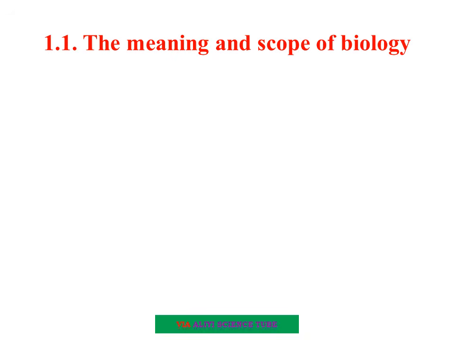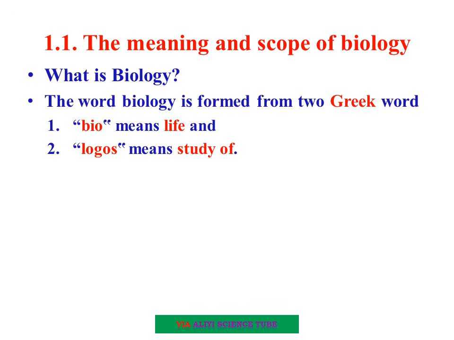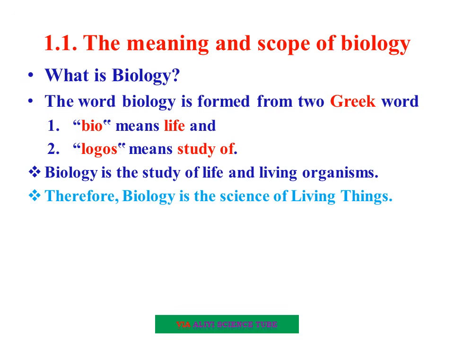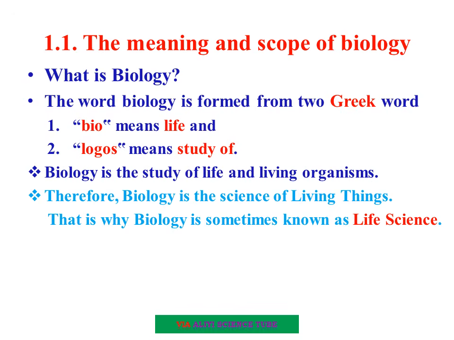1.1, the meaning and scope of biology. What is biology? The word biology is formed from two Greek words, bio and logos. Bio means life and logos means the study of. Biology is the study of life and living organisms. Therefore, biology is the science of living things. That is why biology is sometimes known as life science, because it studies life.